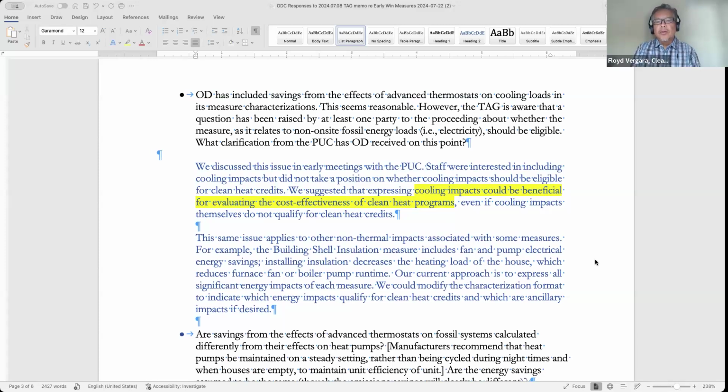So quick question, this highlighted language that's in Opinion Dynamics' response. No, it was Catherine who highlighted. Yeah, that's my highlighting. No, I'm glad you highlighted it. Am I reading this that OD is suggesting providing a qualitative discussion of the benefits of cooling impacts from advanced thermostats, but not necessarily quantifying it for purposes of getting clean heat credits? Is that the idea here?